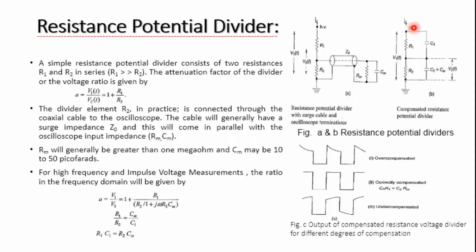Across the primary side, the high voltage side, we don't have any frequency variation. So that's why we are considering this C1, which is in parallel with the R1. This is the meaning of that: the time constant of both arms should remain the same.